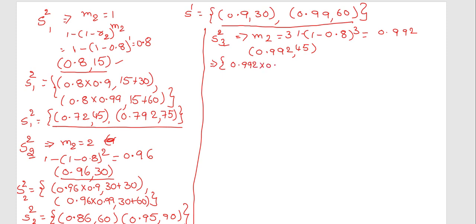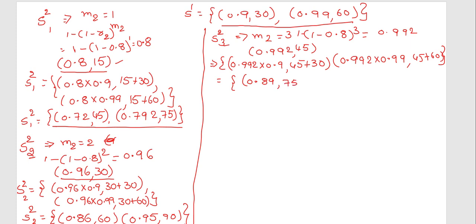0.9 into 0.9, comma 45 plus 30. 0.9 into 0.9, comma 45 plus 60. Now what is the answer? 0.89, comma 75. 0.98, comma 105. Okay, that is, stage 2 is completed.